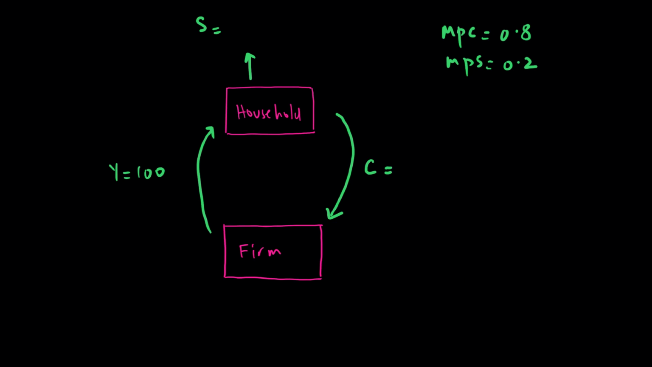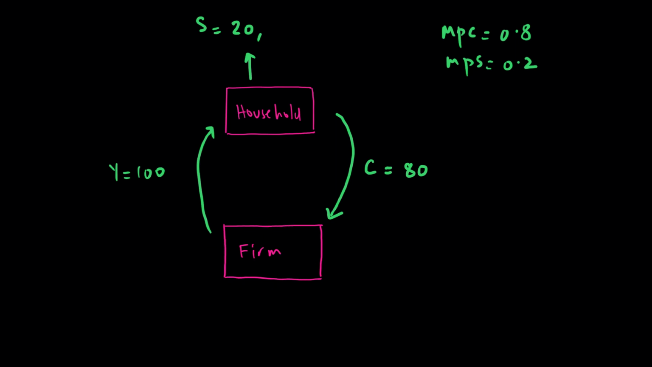They save part of it, let's say 0.2 times 100, which means 20 of it, and then they end up spending 80 of it, which means the household has withdrawn 20 but given back to the economy 80.